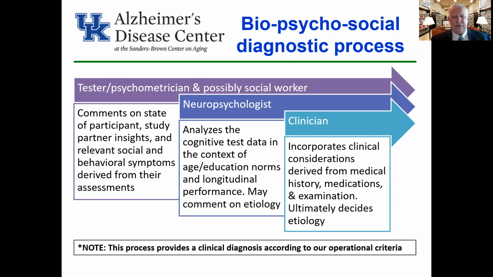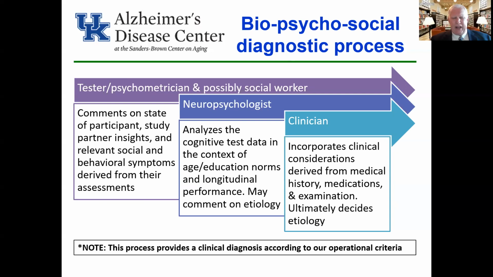The neuropsychologist doesn't actually sit with the patient or the study partner. They instead look at the objective cognitive test data in the context of age and education normative values, and the relation of their test performance to anything that we may have in terms of longitudinal performance from past evaluations. The patterns of neuropsychological cognitive test impairment may provide some clues, and they may comment on underlying etiology.